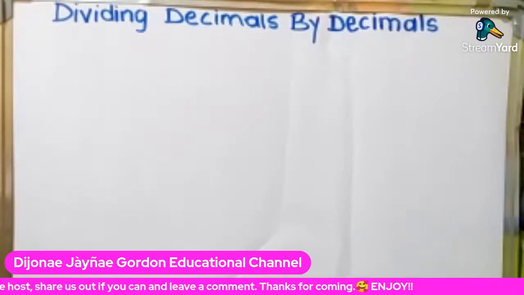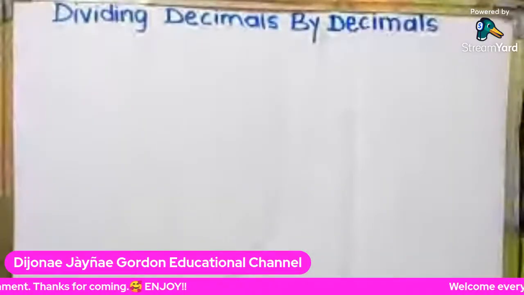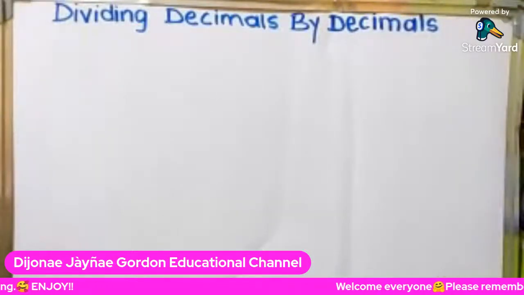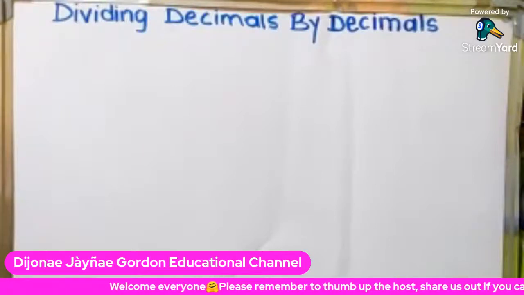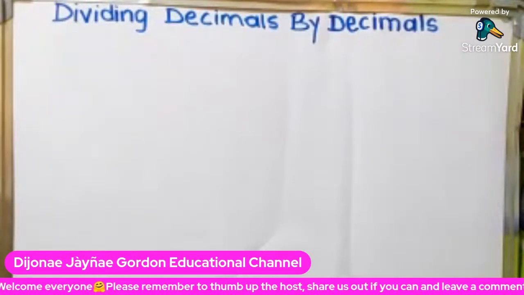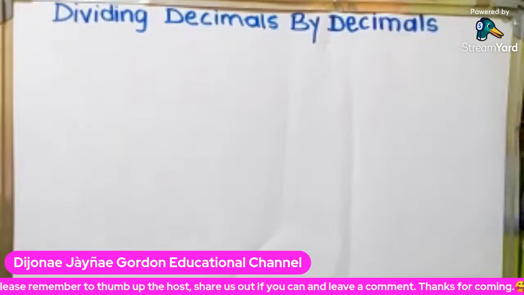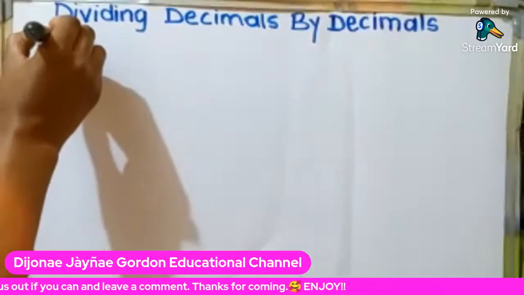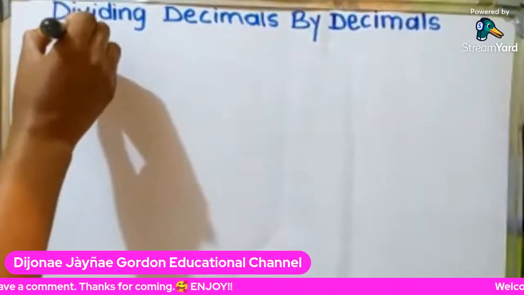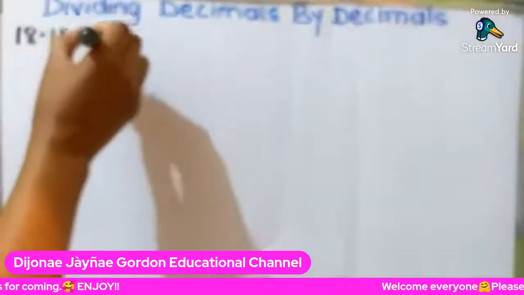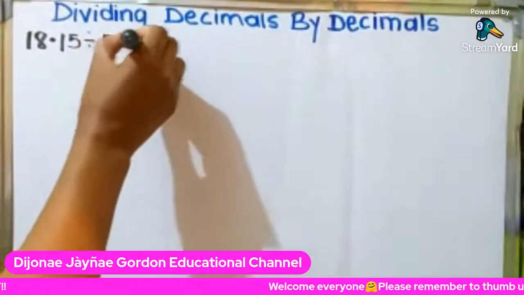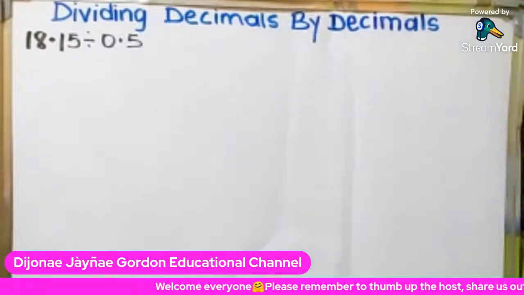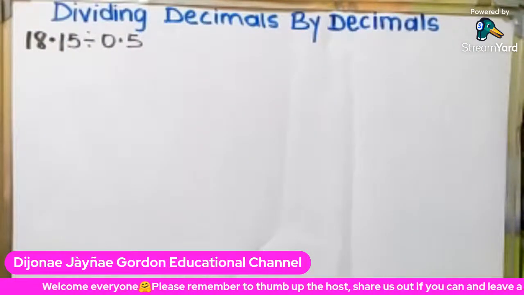All right, and our first problem that we have, I am going to write it on the board so you can see what I'm talking about. All right, so the first problem that we have to work is 18.15 divided by 0.5. All right, let me write it so you can see what I'm talking about. So we have 18.15 divided by 0.5.